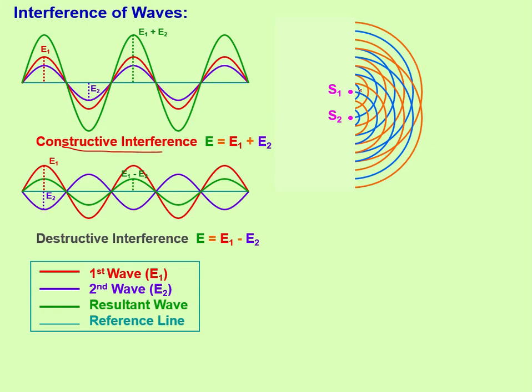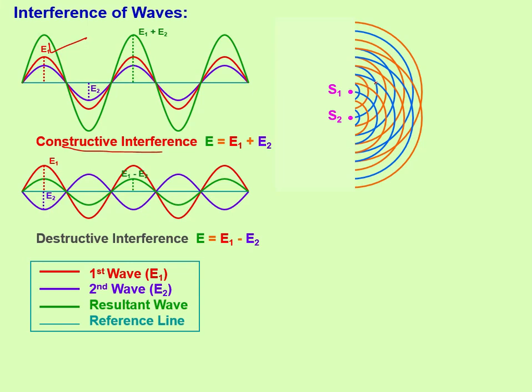Now observe here. When two circles or two arcs of the same color coincide, it should be constructive, because blue is crest, yellow is trough. Now observe these points. Here two blue coincide. That means the crest of one wave coincides with the crest of the other. Crests coinciding should be constructive. See here, the trough of one and the trough of the other coincide, constructive.